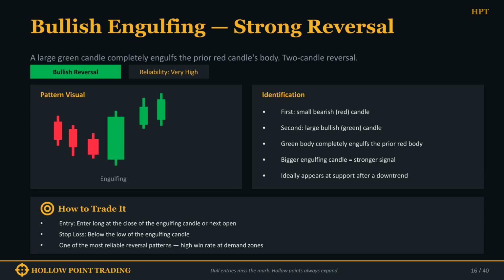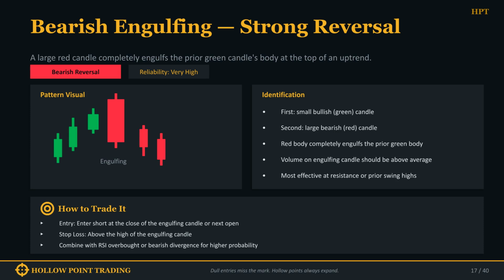Moving to dual candle patterns, the bullish engulfing is a strong bullish reversal. A large green candle completely engulfs the prior red candle's body, ideally appearing at support after a downtrend. The bearish engulfing pattern is the opposite. A large red candle completely engulfs the prior green candle's body at the top of an uptrend. This is a strong bearish reversal, most effective at resistance.